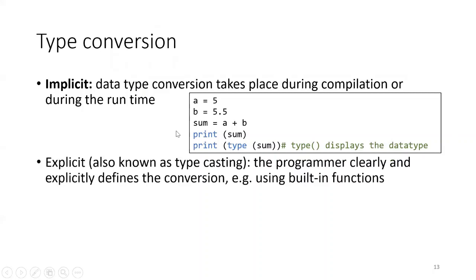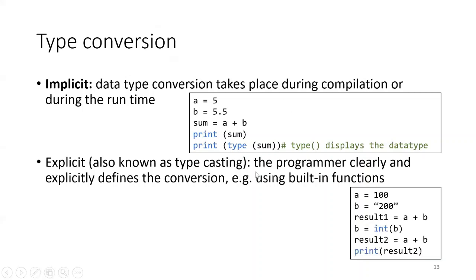There is another kind of type conversion, which is called explicit, or it is also known as typecasting, meaning that the programmer clearly and explicitly defines the conversion. And for doing that, there are usually built-in Python functions that we can use. For example, let's see here. So here we have A, which is an integer, and B, which is a string. You should not think that it is an integer. Since it has double quotations, it is regarded as a string.